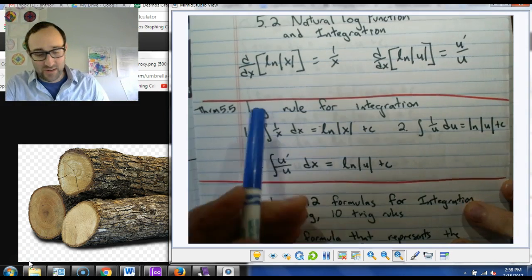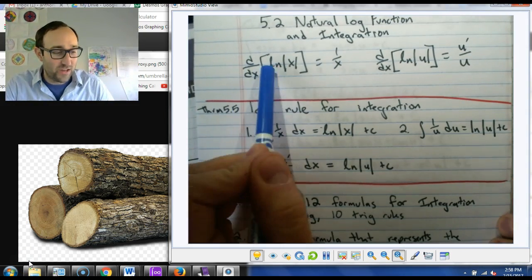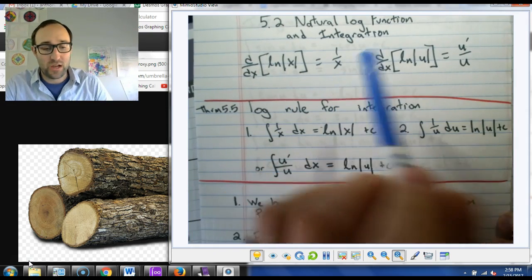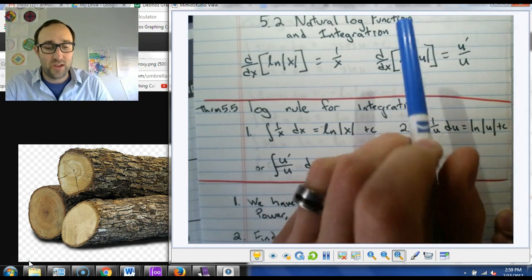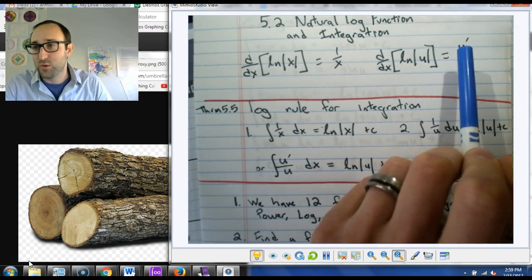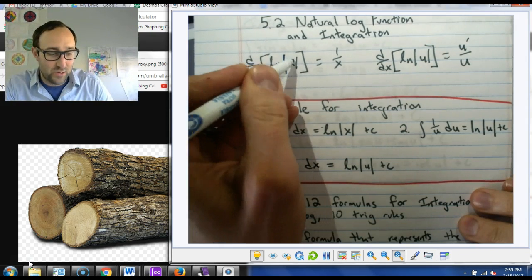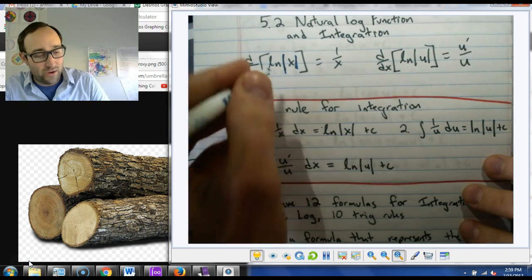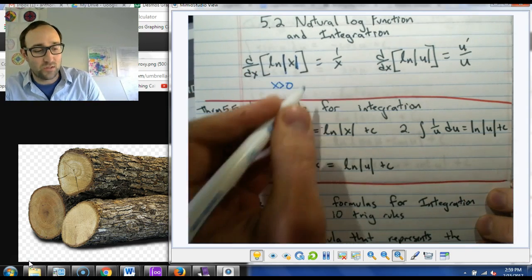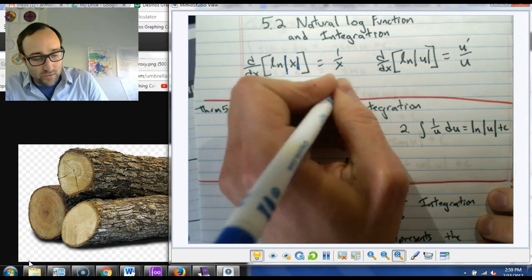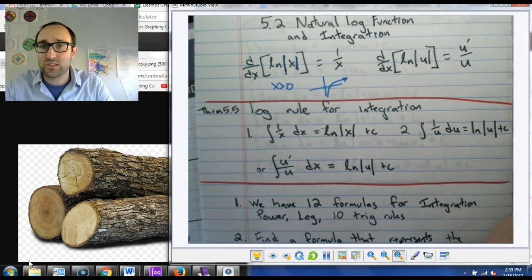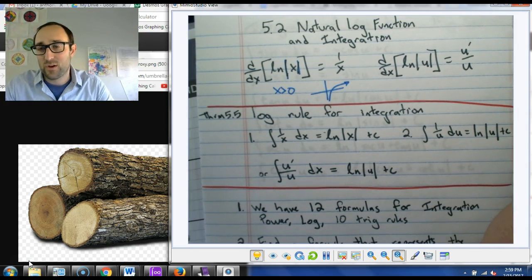If you remember from last video and last section, the derivative of the natural log of the absolute value of x equals 1 over x, and the derivative of the natural log of the absolute value of u is u prime over u. Now you might say, I don't remember seeing this absolute value here before. Why do we have the absolute value? Well, that way I don't have to say x is greater than 0, because the natural log function is only defined for x greater than 0. So that's how they get around saying this is for x greater than 0, they just say absolute value of x, and then we're all done.